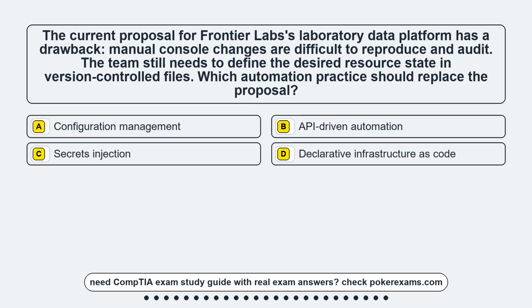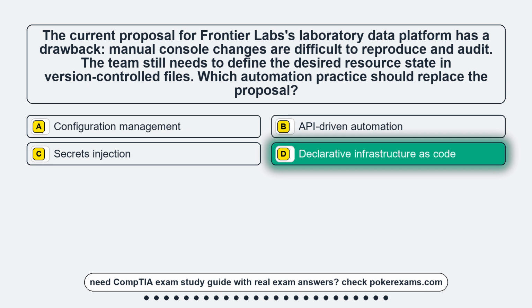Question 22. The current proposal for Frontier Labs' laboratory data platform has a drawback: manual console changes are difficult to reproduce and audit. The team still needs to define the desired resource state in version-controlled files. Which automation practice should replace the proposal? Option A, configuration management. Option B, API-driven automation. Option C, secrets injection. Option D, declarative infrastructure as code.